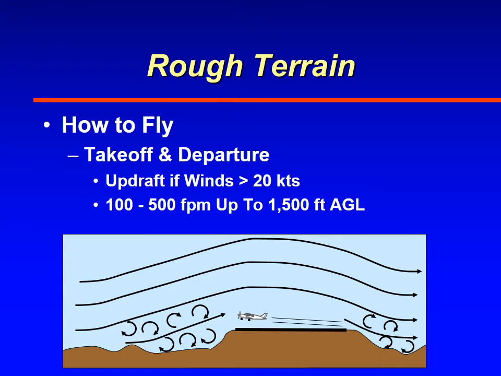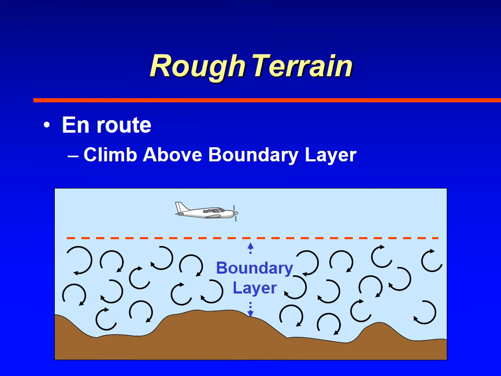And then also when you're climbing out, be mindful that the wind is following the terrain. So if you're taking off from an airport that sits on a mesa, then you probably are going to see an updraft as you depart. And that's if the winds are more than 20 knots over the ground. The updrafts can be anywhere from 100 to 500 feet per minute close to the ground.